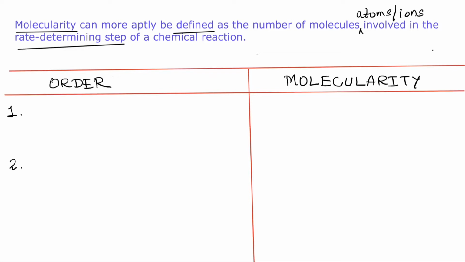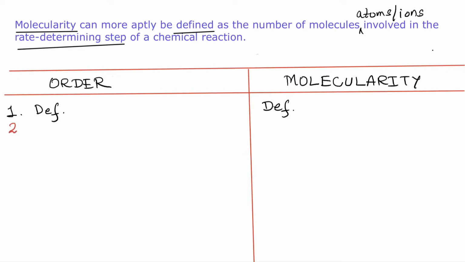Okay, you can very clearly see I am ready to tabulate the differences between order and molecularity of a reaction. So first things first, can you give me the definition of order of a reaction? So that will be my first point. The sum of the powers to which concentration terms are raised in order to express the rate of a chemical reaction. And molecularity we have just now defined above, right?